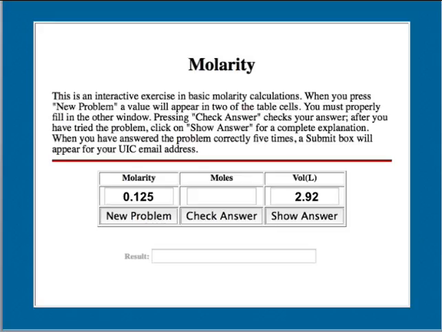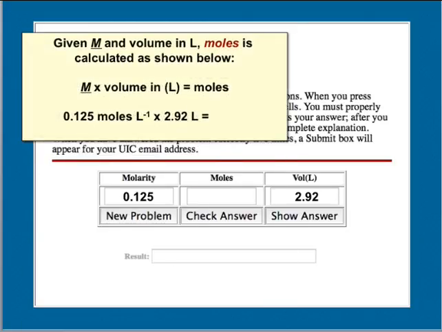Let's do one more. I'll hush for a second, let you do it. Given molarity, we're given volume, we need to calculate moles. Take your basic equation, molarity, moles divided by volume, and solve for moles. Moles is going to be molarity times volume. So we simply multiply 0.125 moles per liter by 2.92 liters, and we have 0.365 moles.